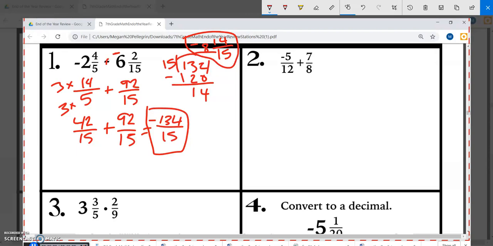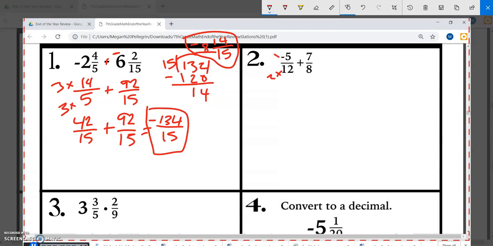Okay, number 2. I'm looking at the signs, integer rules. I know I'm going to be subtracting, but before I can do that, I don't have any mix to change, but I do need to find some common denominators. Okay, so 12 times 2 is 24, and 8 times 3 is also 24. Fantastic.